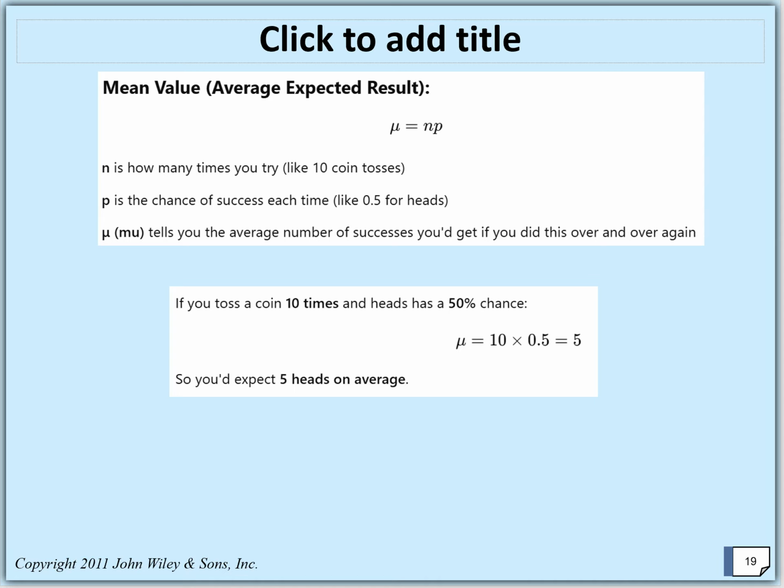Now, the mean value, or average expected result, is really the number of trials n times the probability. So n is how many times you're likely to flip the coin, 10 times. So 10 times probability 0.5 is 5. So you expect that 50% of the time heads would come, and you know that if I flip a coin 1 million times, then 50% of the time I should get heads. So this is what it's telling you.